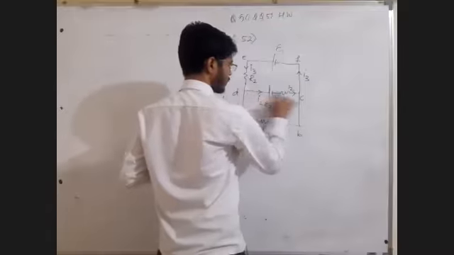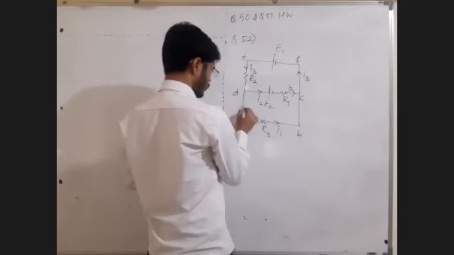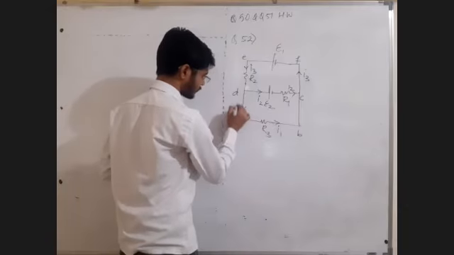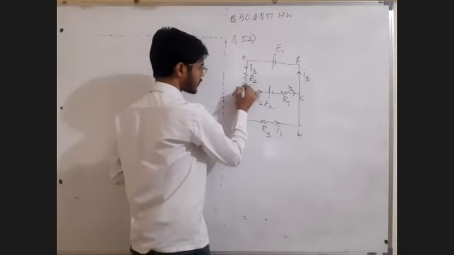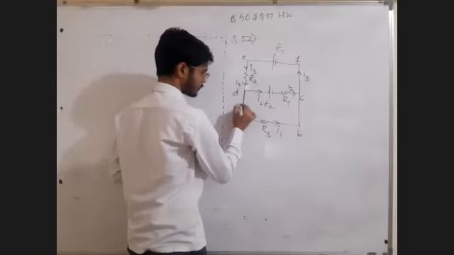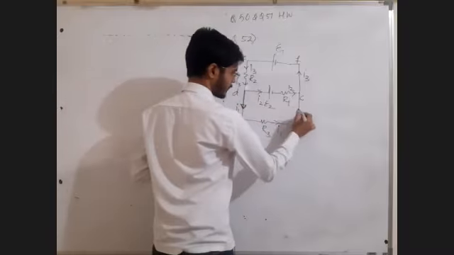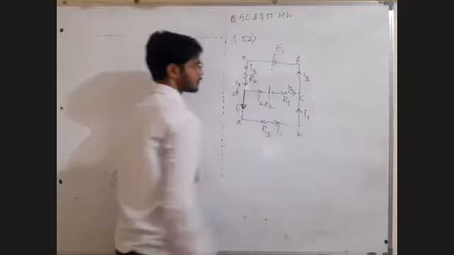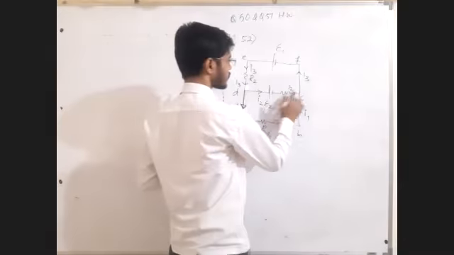Current in the same branch is same. This current is I1, so automatically this current has to be I1. Okay. This current has to be I3. This is I2. This is I1. Okay. And this current is equal to again I1. Now what you can do is this.